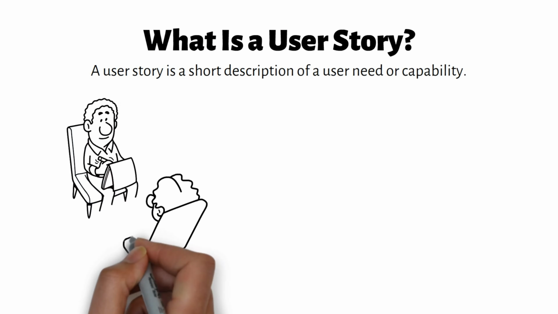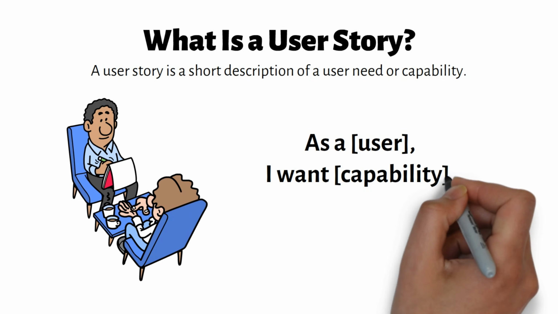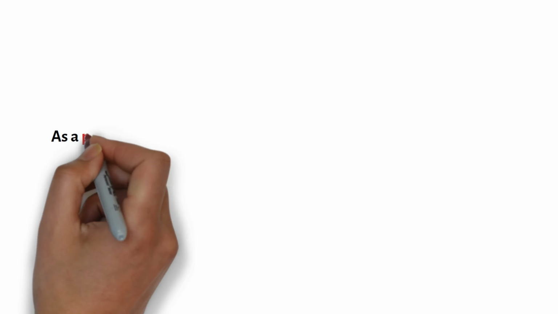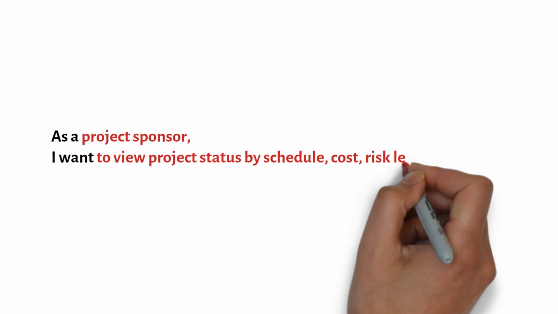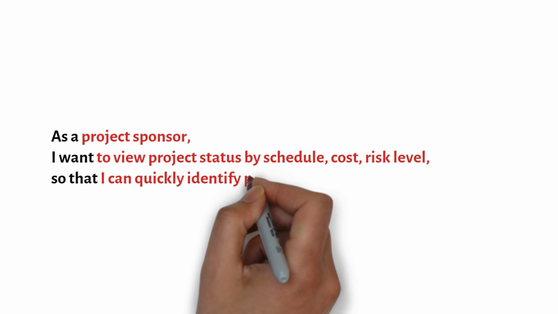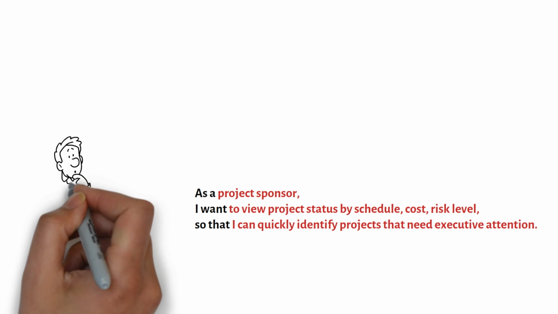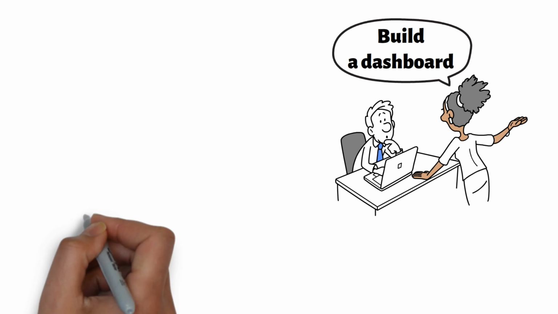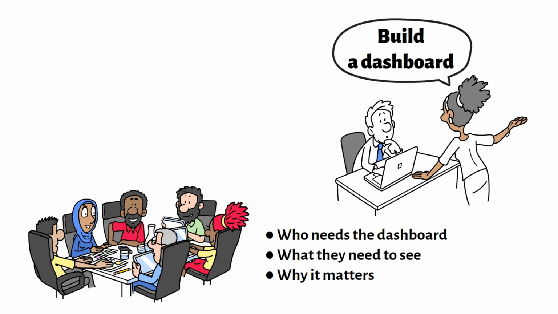It is usually written from the perspective of the user or customer. The common format is, "As a user, I want capability, so that value or benefit." For example, "As a project sponsor, I want to view project status by schedule, cost, and risk level so that I can quickly identify projects that need executive attention." This is much clearer than simply saying, "build a dashboard." Now the team understands who needs the dashboard, what they need to see, and why it matters.